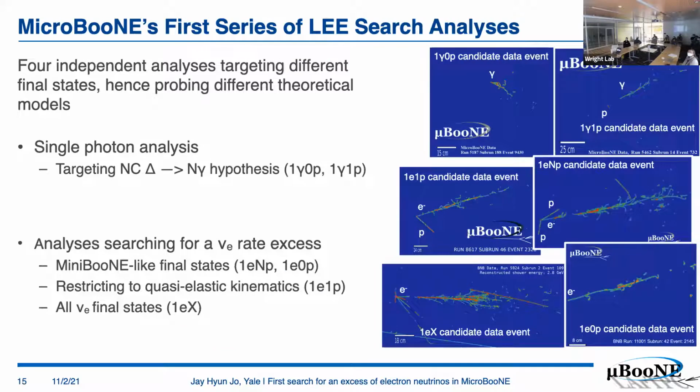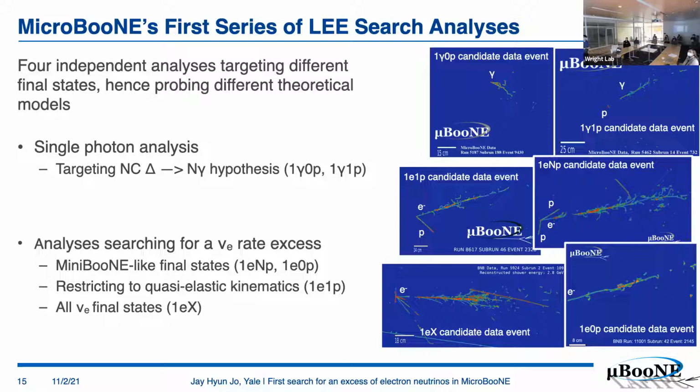All right, so physics. MicroBooNE's LEE search analysis is now looking for two things: photons and electrons. I've been talking about that a lot. For the photons, we call it the single photon analysis, which is targeting NC Delta radiative decay into single photons.